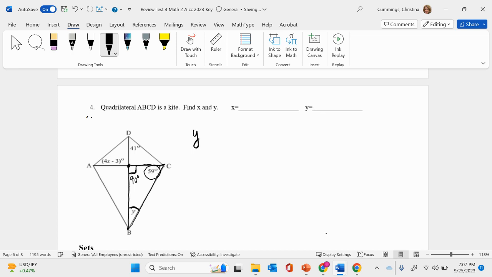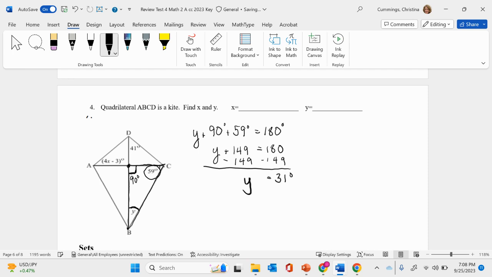So Y plus that right angle of 90 plus the third angle of 59 degrees all equal the sum of the three angles inside of a triangle, which is 180. So let's combine our like terms. This will be 149. Let's subtract 149 from both sides. And we have 31, right? So that's going to give us Y. Y is 31, and since it's an angle, let's call it 31 degrees.